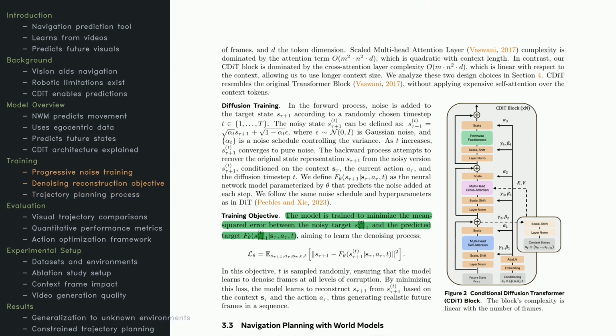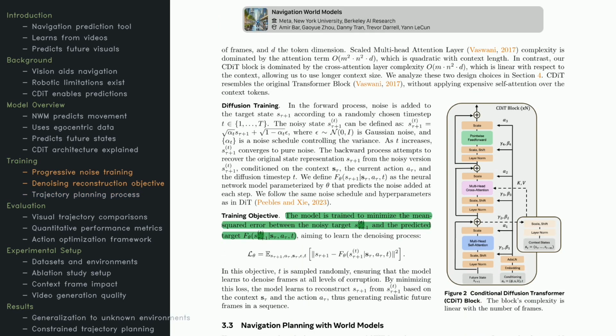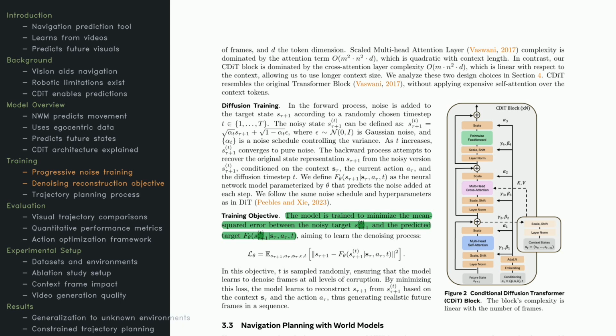The Conditional Diffusion Transformer also solves a typical challenge: attention complexity. Usually, as you increase the number of context frames, attention requirements grow fast. Here, they use cross-attention layers that give a more linear scaling, allowing longer input sequences without exploding computation.